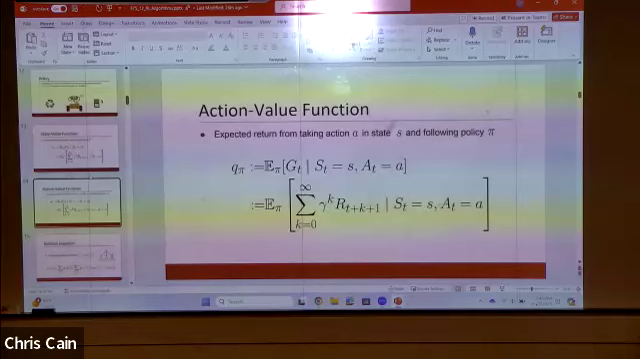And there are different reasons why you might care to look at state value functions or action value functions, depending on the environment that you're in. When you have decision points, how optimal your policy is at that point.